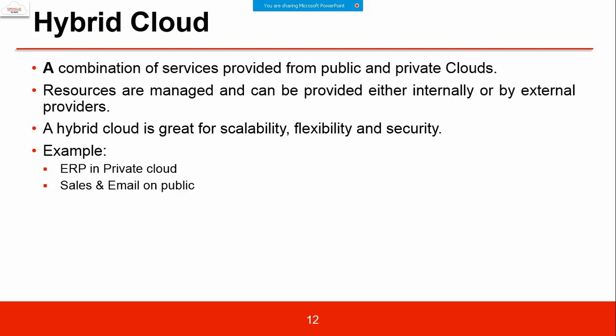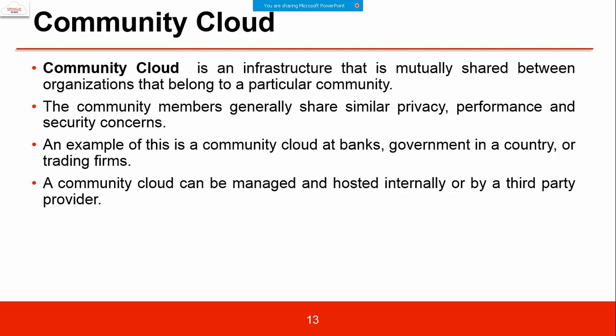Hybrid cloud is a combination of services provided from public and private cloud. Resources are managed and can be provided either internally or by external providers. A hybrid cloud is great for scalability, flexibility, and security. For example, ERP in private cloud, and sales and email in public. They are hybrid cloud examples.